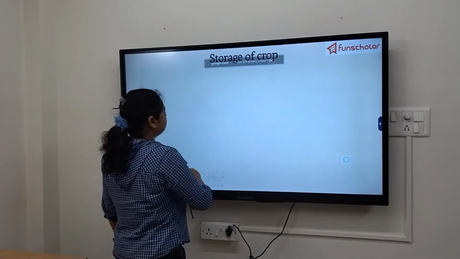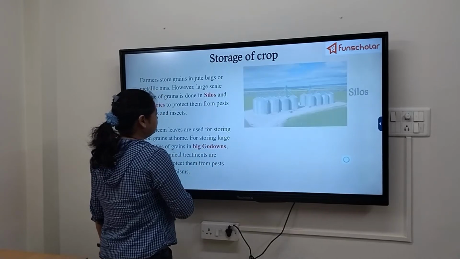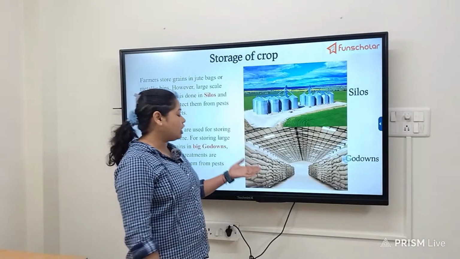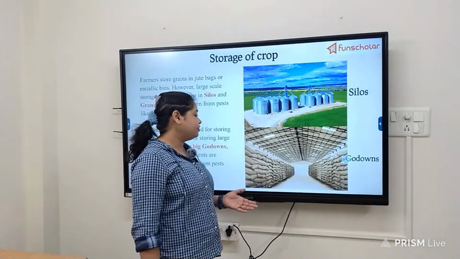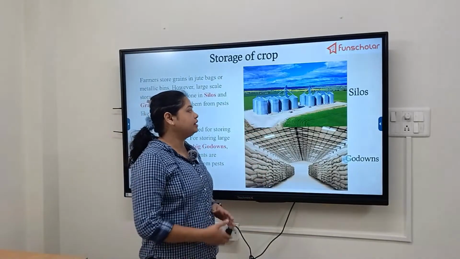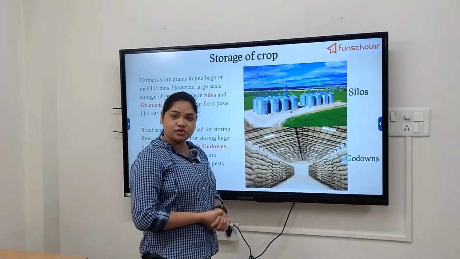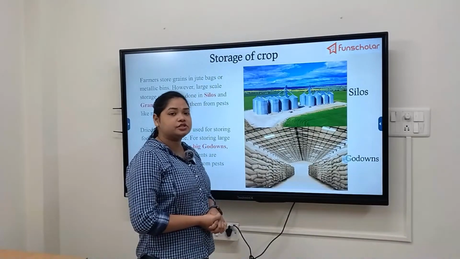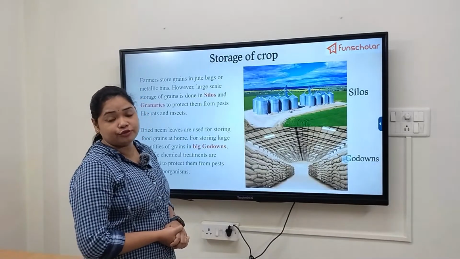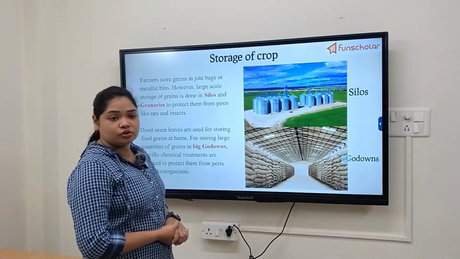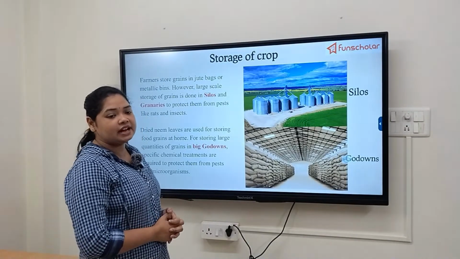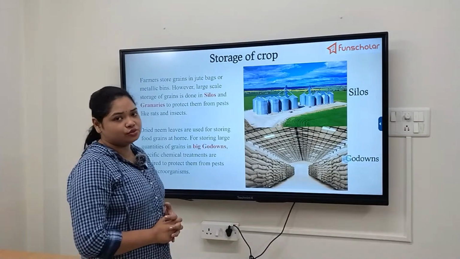So, along with storage of grains, we have understood that they are stored, either you can see in the godowns where a large number of jute bags are stacked one after another, and in silos where they are protected from insects, rodents and microorganisms with the help of chemical treatments. Now for vegetables also, fruits also, there are cold storages so that microorganisms cannot grow and these perishable items can stay intact for months together.